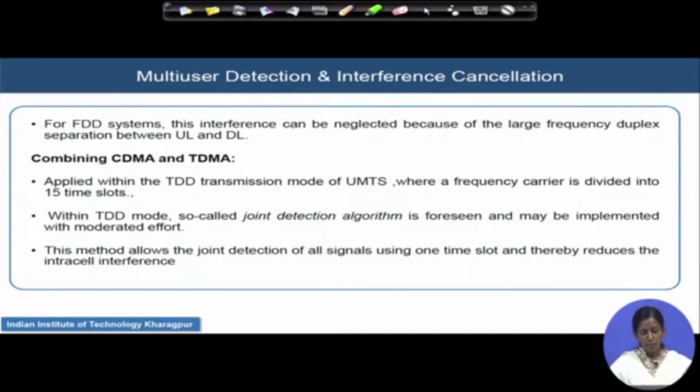And remember this combination of CDMA and TDMA we have applied already in the UMTS systems with the 15 time slots, and within this TDD mode a joint detection algorithm is running with a limited number of code channels. This method also uses the joint detection of the signals using one time slot, and thereby you can reduce the intra-cell interference as well as the inter-cell interference by having this joint detection algorithm in the CDMA system.